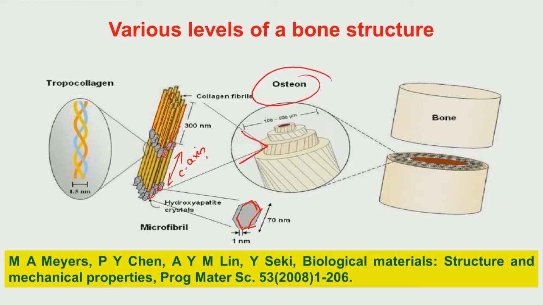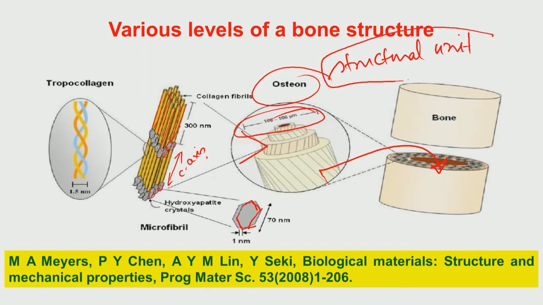the osteon, and these osteons are typically 100 to 500 nanometer. These individual osteons are one of the major structural units of the bone structure. So, at that very micro scale, the osteons are the structural unit of this bone structure.